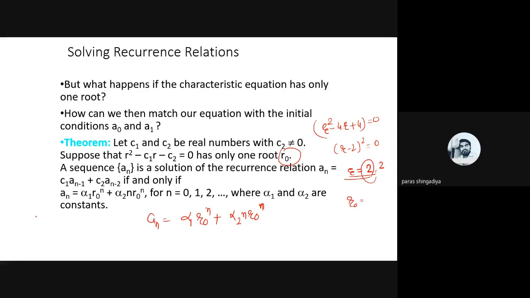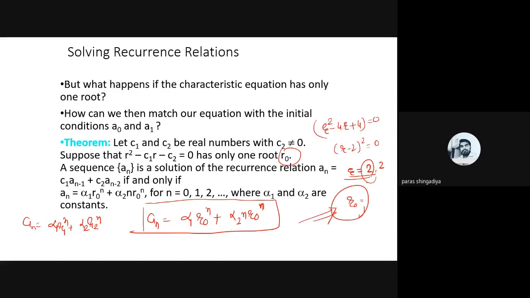If it is two different roots, then it is the simple formula: an = alpha1 r1^n + alpha2 r2^n. But if we get only a single value as a solution, then we'll consider this formula as the solution of the recurrence relation: alpha1 r0^n + alpha2 n r0^n, where n is running from 0, 1, 2, 3, and alpha1 and alpha2 are constants. So this formula will work for this type of example where we have a single root r0.